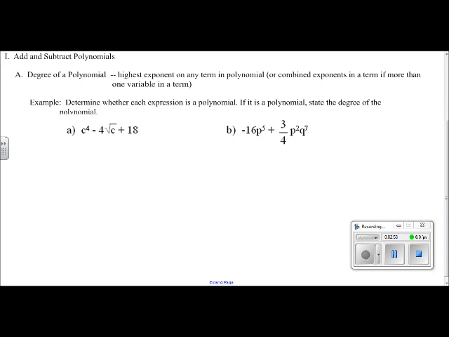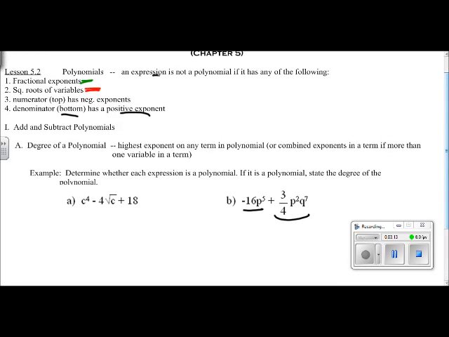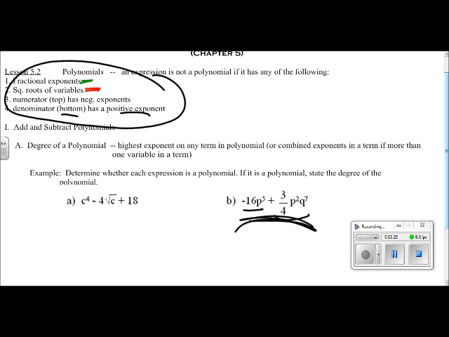Now moving on to the other one. This polynomial is negative 16 p to the 5th power plus 3/4 p squared q to the 7th power. So this one has two terms, the negative 16 p to the 5th and the 3/4 p squared q to the 7th. And it follows all of our rules. None of the fractions are exponents. There are no square roots of any variables. There is no numerator here. It's all just one piece. And so the denominator doesn't have any positive exponents, and the numerator doesn't have any negative exponents. So this one passes, and it is a polynomial.